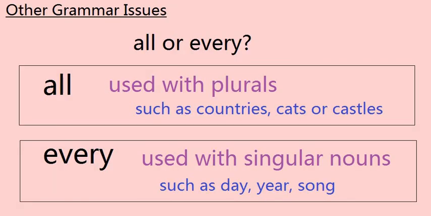Next, let's have a look at this. When should we use all and when do we use every? If we're talking about each one of these things, we use all with a plural, such as countries, cats or castles, and every with a singular noun, such as day, year or song.